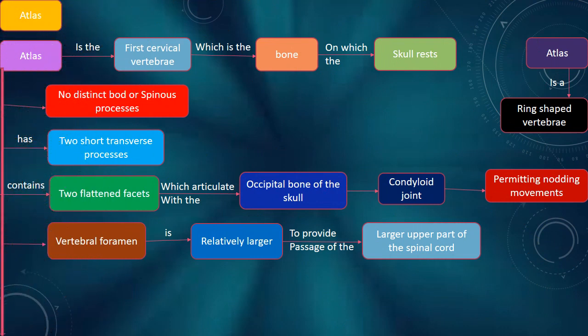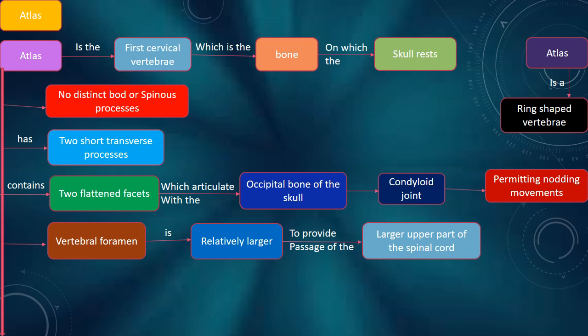Atlas. Atlas is the first cervical vertebra, which is the bone on which the skull rests. Atlas is a ring-shaped vertebra with no distinct body or spinous process. Atlas has 2 short transverse processes.